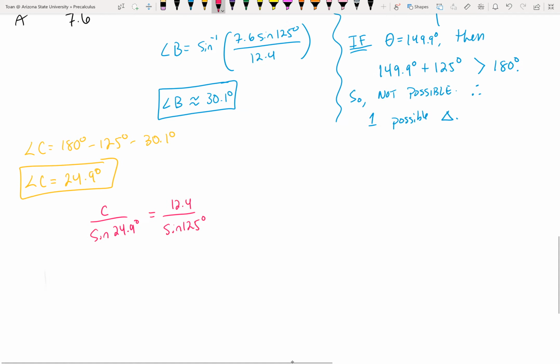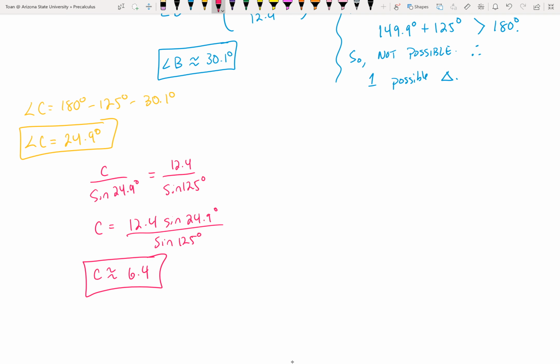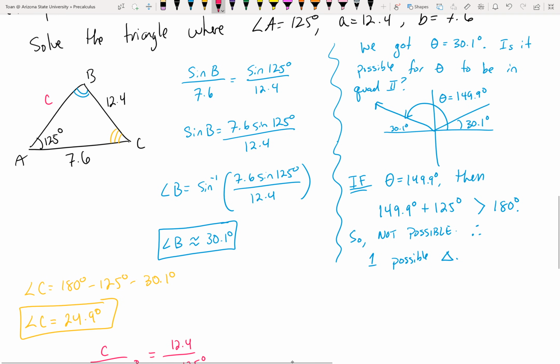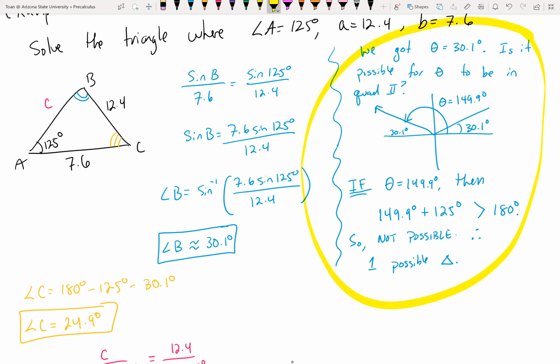As I said yesterday, I try to use given values as much as possible. I don't like using calculated values if I can avoid it. So multiply both sides by the sine of 24.9 degrees. Pop that into your calculator and you're going to get about 6.4. So here's an example of an ambiguous case where mathematically we have shown that there's only one solution.